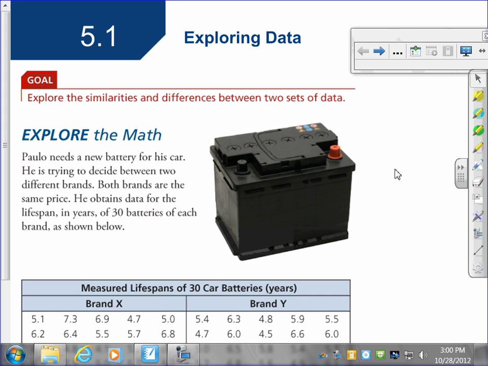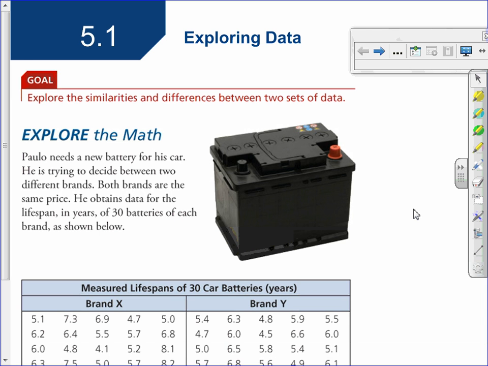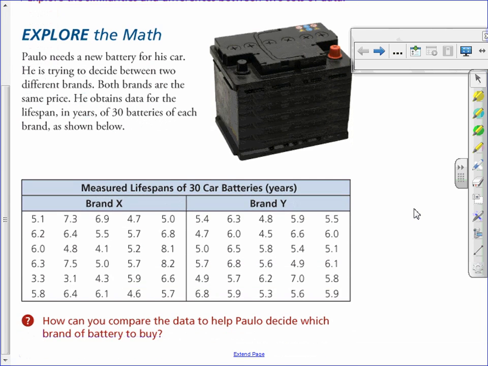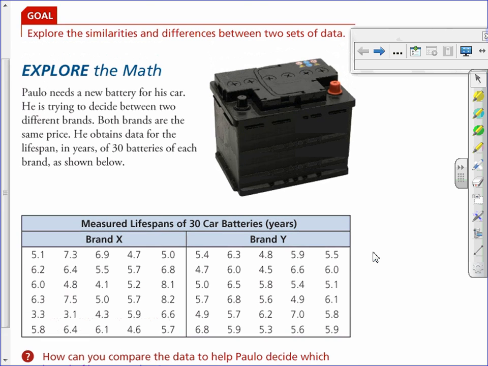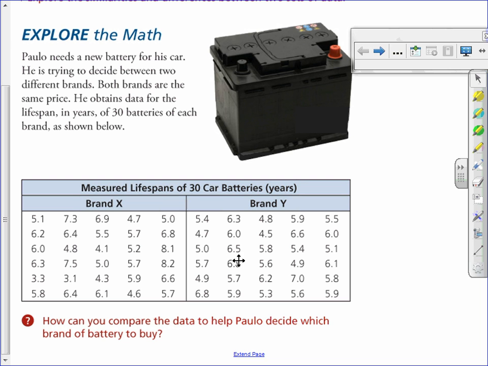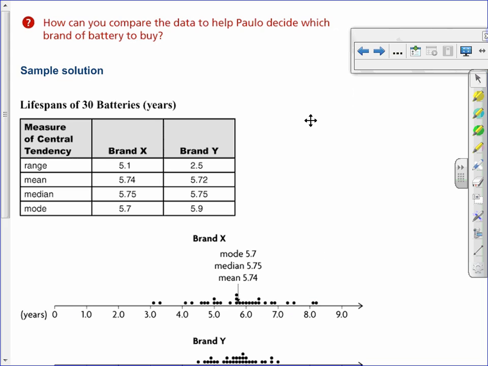So here's a new battery, and there are two brands, and we're going to call them brand X and brand Y. And you can see that each of them has a certain lifespan in terms of years. So the question is, if we have this data, how can we analyze it to make a decision of which car battery should I buy? So let's look at them.